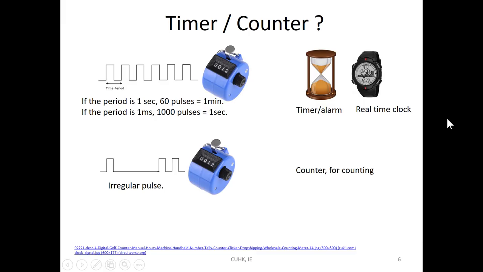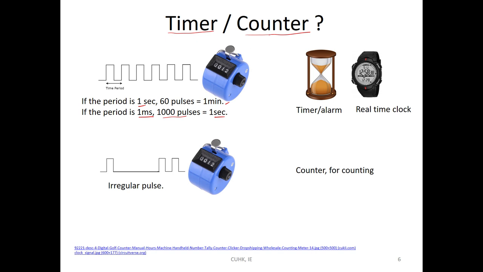Now, sometimes people call this a timer, sometimes a counter. Then what's the difference? I think it's the same. Now, counter. If you count a periodic signal, for example, 1 millisecond, then 1,000 pulses equal 1 second. If you count a pulse signal of 1 second, then 60 pulses equal 1 minute. So you can call this a timer or a counter.